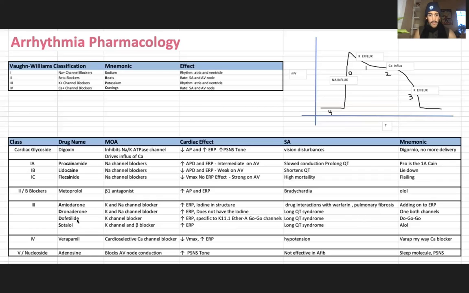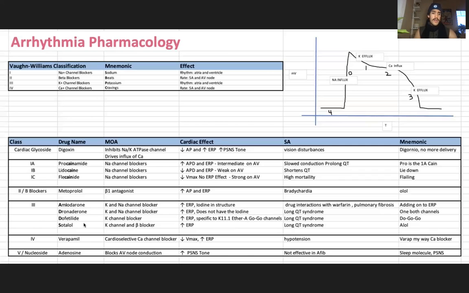When we go down past amiodarone and dronedarone, and we get to dofetilide, one random fact about dofetilide is when it was discovered, it targets a specific potassium channel. It's called the ether-a-go-go channel. Wake me up before you go, don't go. So the mnemonic there is do-go-go, dofetilide, potassium channel blocker. We're thinking ADS class 3. I hope I'm making sense here, guys.